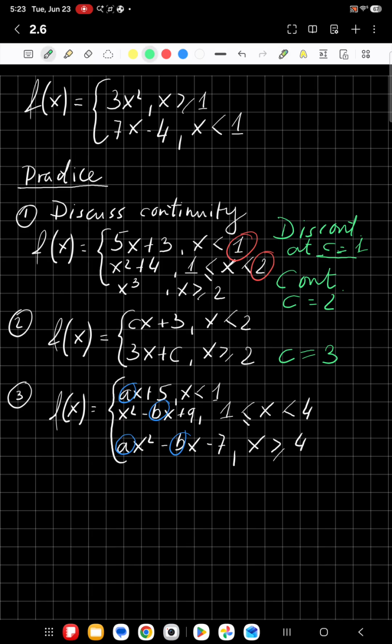Okay, the last problem, a is equal to 2 and b is 3. Okay, so that's it. That's the end of that section.